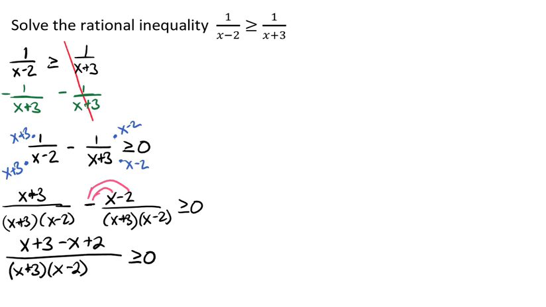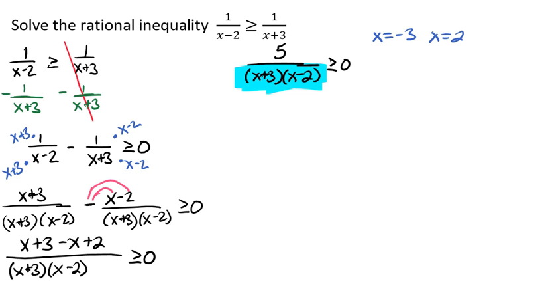And then we can combine our like terms, which is going to give us 5 divided by x plus 3 times x minus 2. Now here we can see, because we have some factors in our denominator, that if I have x equals negative 3 or x equals a positive 2, that's going to cause my denominator to be undefined. And so negative 3 and 2 cannot be in our solution set, but they are boundary points. So those are going to be some of our boundary points.